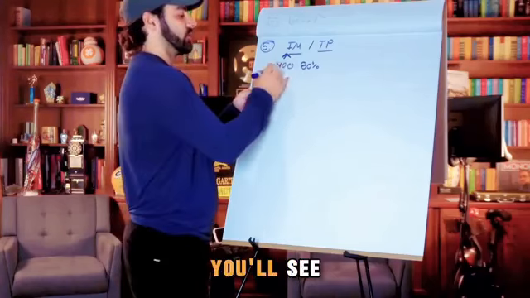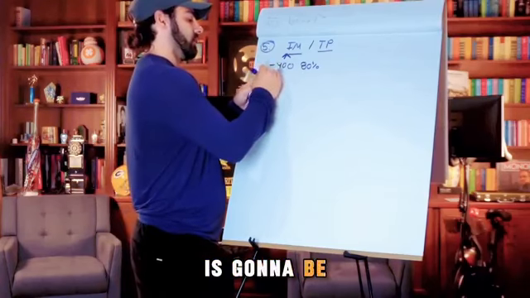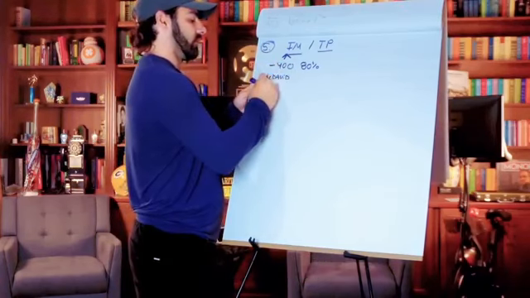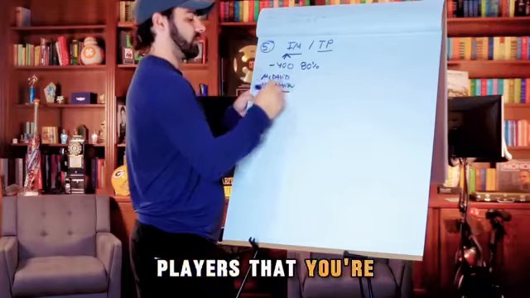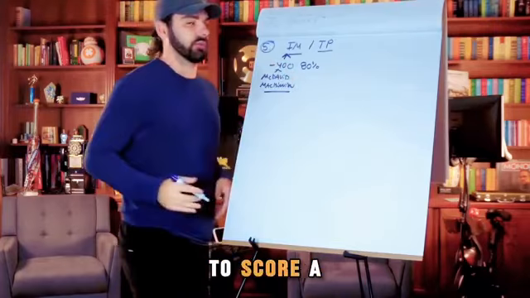Now, players that you'll see probably with a line like this are going to be like McDavid or McKinnon. These are the players that you're going to see probably with a line like this to be able to score a point. Why?